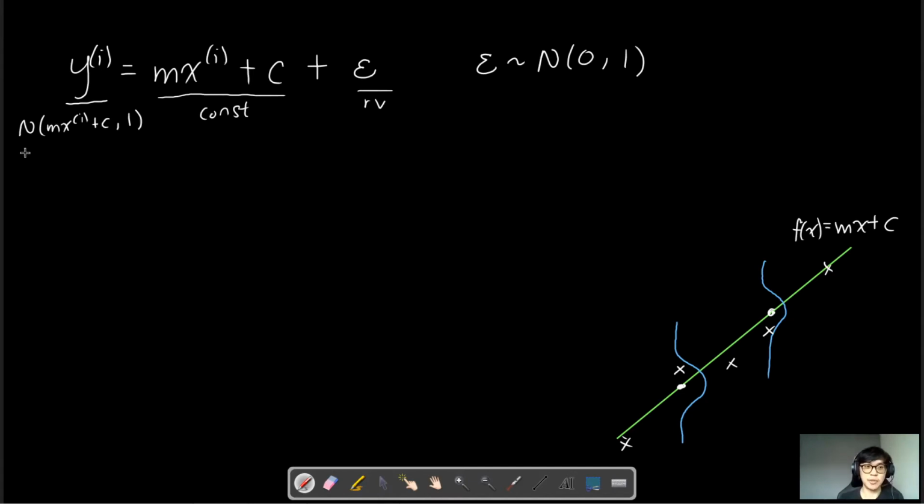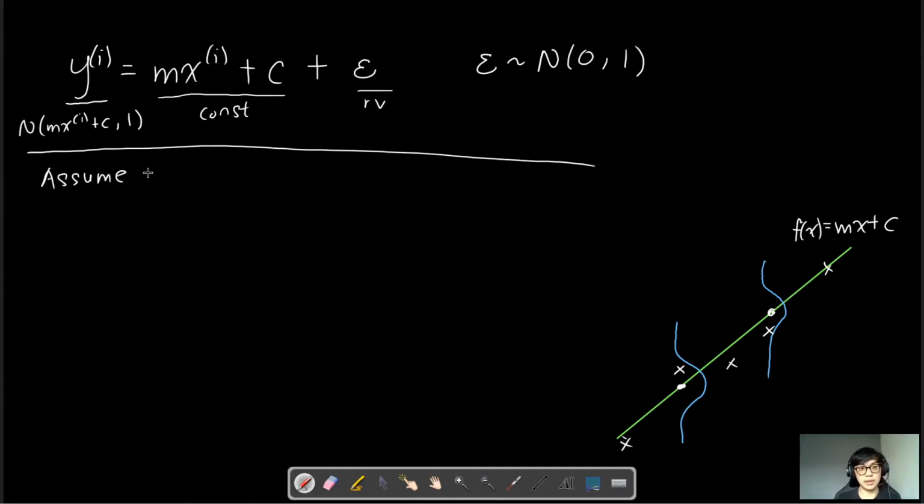So let us try to analyze just one data point. Assume that we observe x superscript i and y superscript i. What we really want to ask is, what is the probability that we see y superscript i if we know what x superscript i is and we fix some m and c?